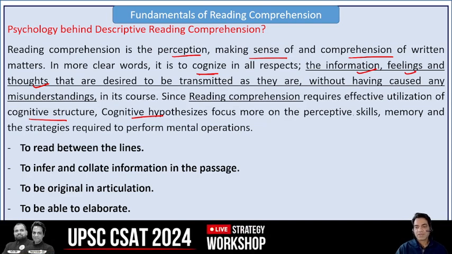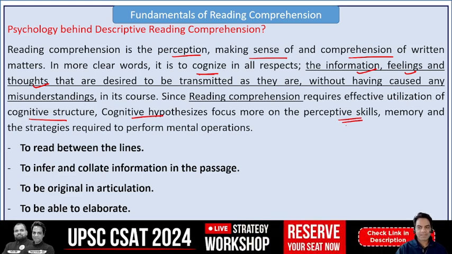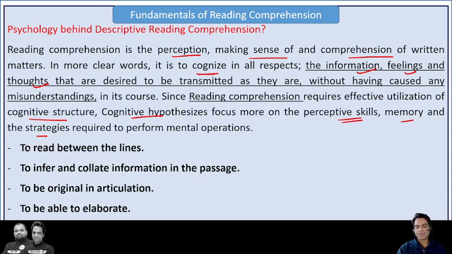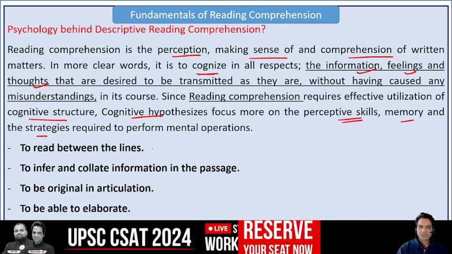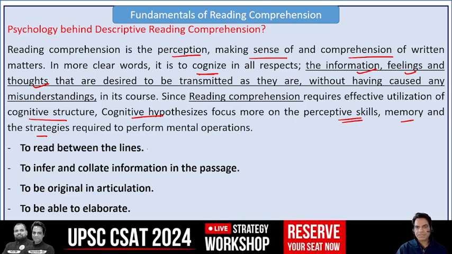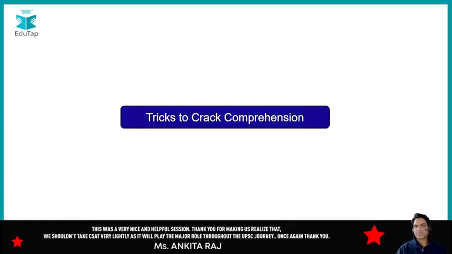And then your perceptive skills: how perceptive you are to understand what has been conveyed by the author in the passage. Then how well you memorize, and the strategies that are required to crack the questions. That is the ball game here altogether. So basically, comprehension is about reading between the lines, to infer and collate information from the passage, to be original in your understanding, and to be able to articulate your answer. So these are the core points of your comprehension.